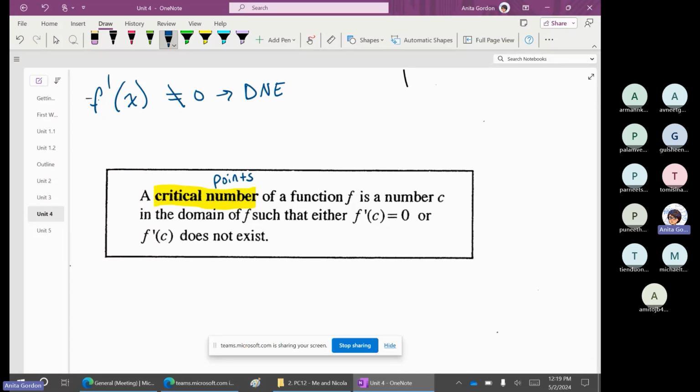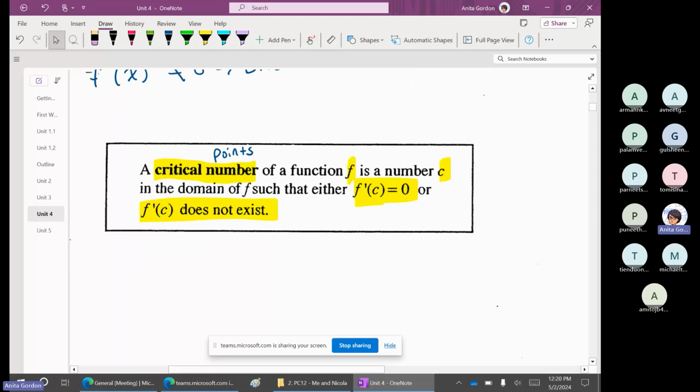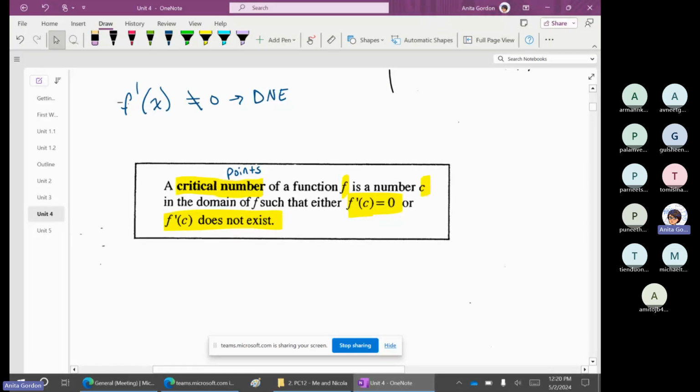So a critical point of a function f is a number c in the domain such that we either have a derivative of 0 or it doesn't exist. So this is going to be called a point of interest or a critical point. It's not going to tell us if it's a max or min, but it's going to tell us something's happening here. We need to investigate it. Okay, so now taking that idea, let's go to the next example.